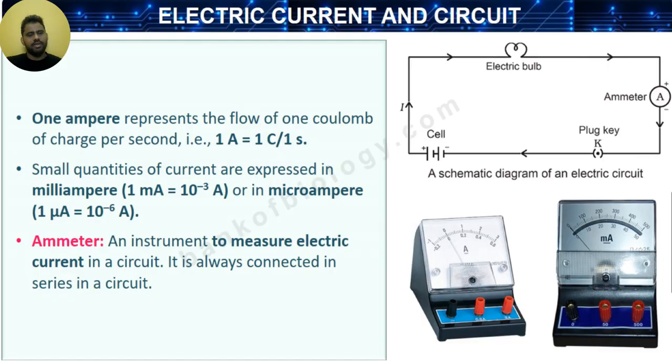So what is an ammeter? An ammeter is an instrument to measure electric current in a circuit. It is always connected in series in a circuit. This is something important: an ammeter is always connected in series in an electric circuit.